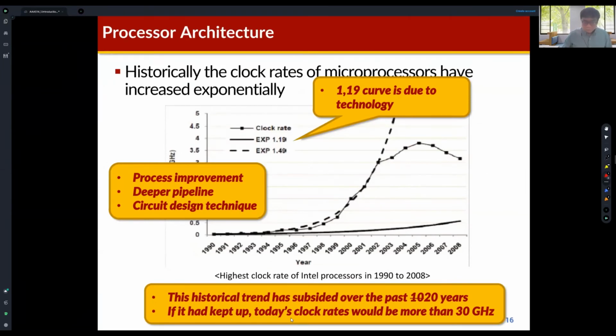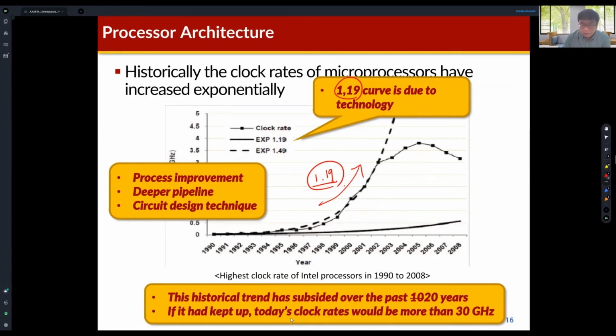Okay. Usually we can say that this exponentially increasing clock frequency benefits from the advanced technology in semiconductor. But we can say that the exponential factor of this curve is just 1.19 by semiconductor technology.